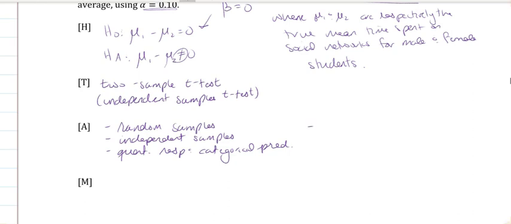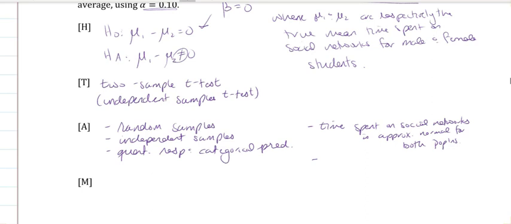We also need that the time spent on social networks is approximately normal for both populations. So the time that males spend on social networks is approximately normal, and the time spent on social networks for females is approximately normal. And we check that by looking at a histogram for both males and females. So if in our sample that time looks normal, or is unimodal and symmetric or approximately bell-shaped, then it's reasonable to assume that it's approximately normal in the population, as long as we have a random sample.